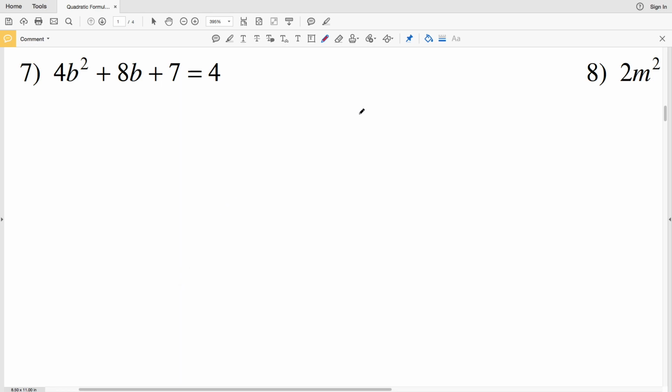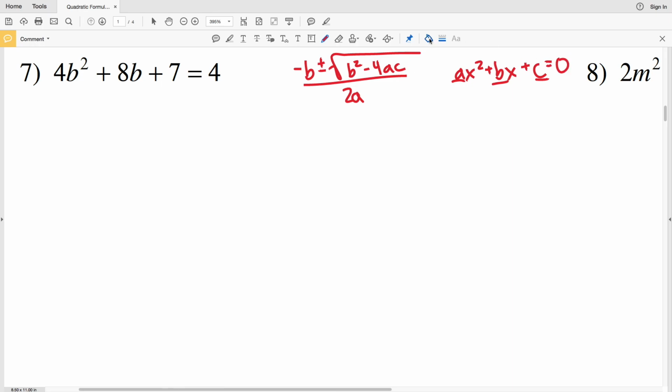Now quickly, let's review the formula. Our quadratic formula is the opposite of b plus or minus the square root of the quantity b squared minus 4 times a times c all over 2a. And a, b, c are the values of the coefficients within the quadratic, so ax squared plus bx plus c: a, b, and c. And we can use this formula when that quadratic is set to equal 0.